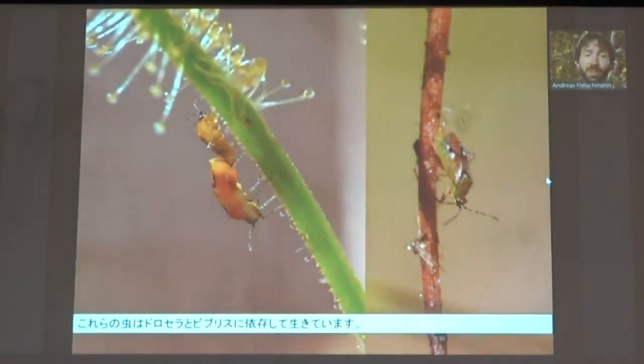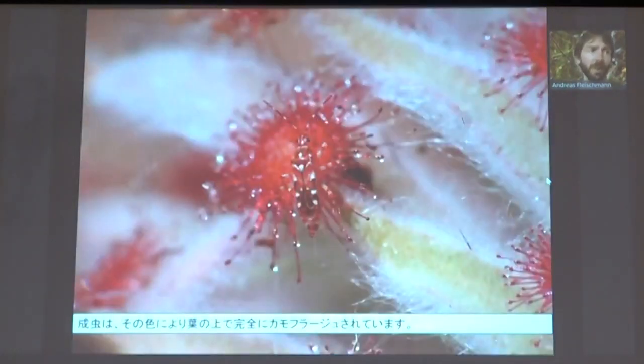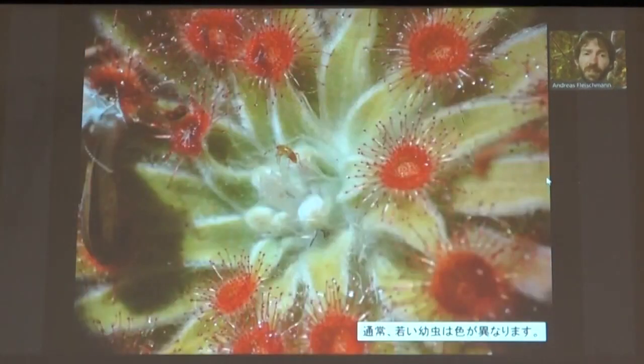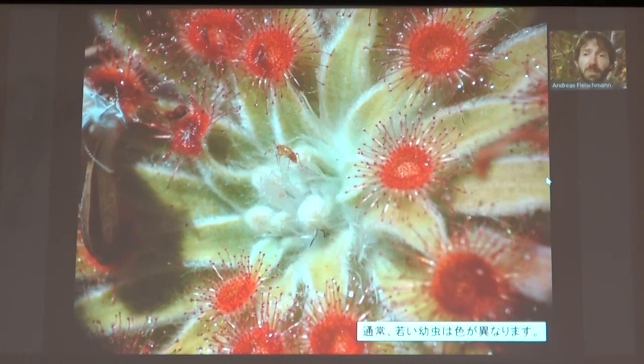As I said, they live on Drosera or on Byblis, and the adult bugs are perfectly camouflaged on the leaves by their cryptic coloration. So they mimic the coloration of the leaf, of the tentacles and the mucilage, and you can hardly spot them. You can see them when they crawl on the leaves, not on the lamina part. The juveniles, the larvae, are usually a bit easier to spot because in most species they are rather greenish.